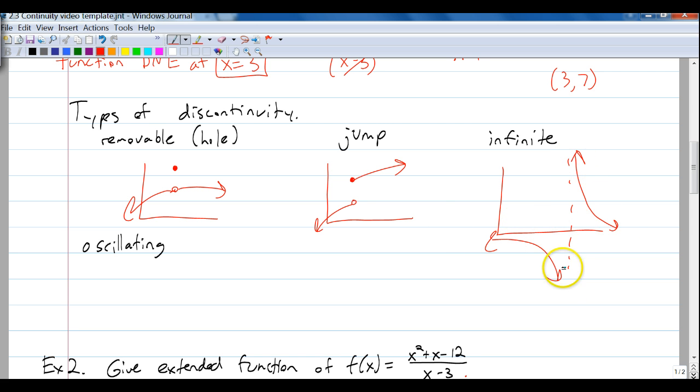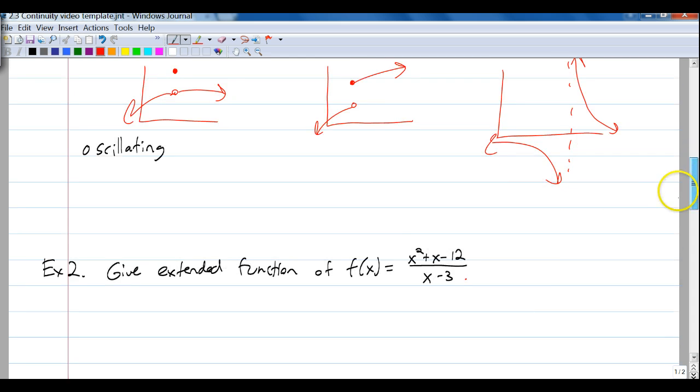And this graph goes everywhere except it doesn't connect right here. There's a wall, so it's an infinite discontinuity. And then oscillating just means that as you get closer to 0, sometimes it oscillates faster and it doesn't approach the same value from the left or the right.